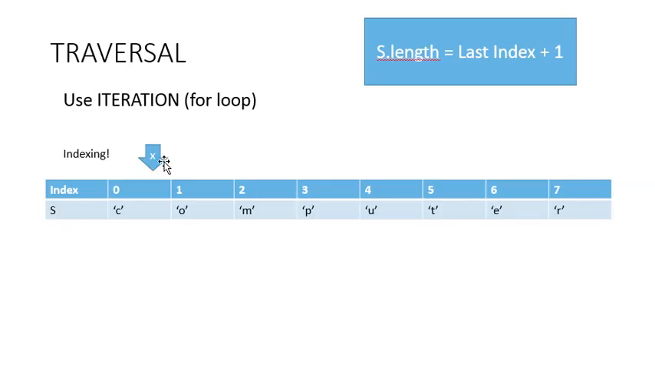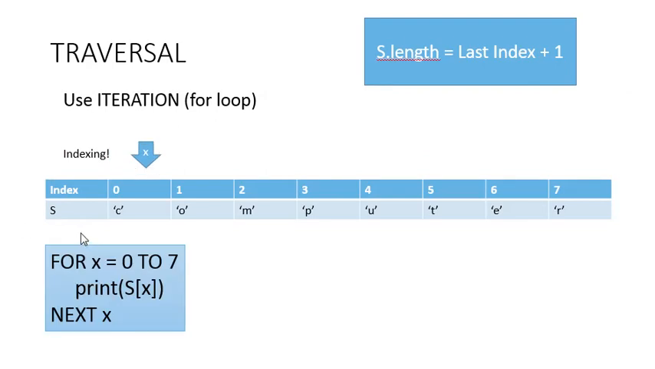Traversal. Traversal is how I would go through and process a string character by character. So starting at the first character, which is indexed at character 0, then character 1, the second character, character index 2, the third character, and so on and so forth, all the way through the string, walking the string from the beginning to the end.